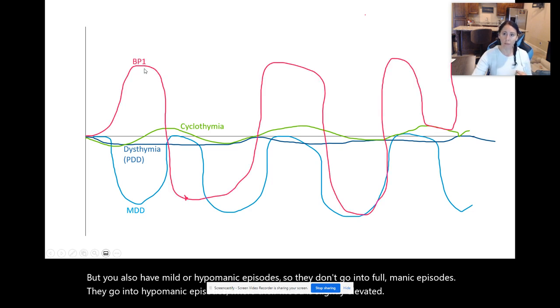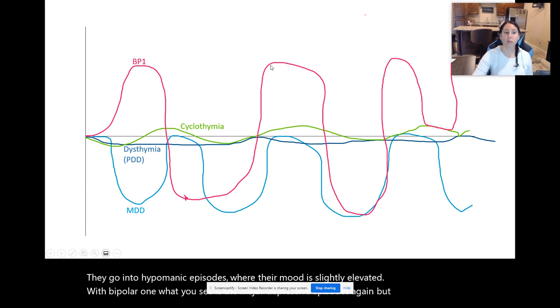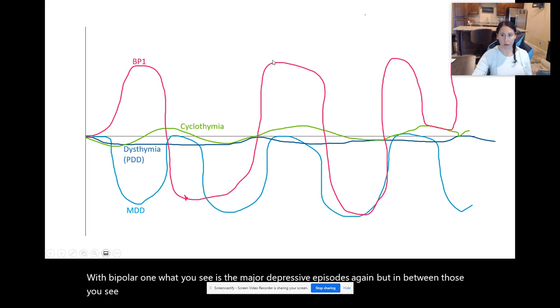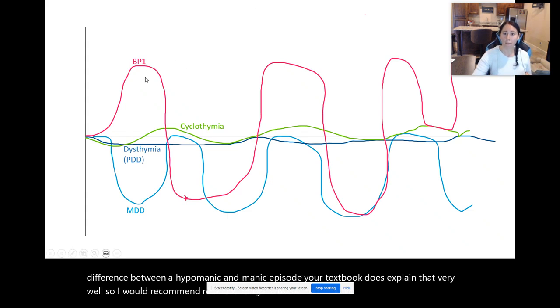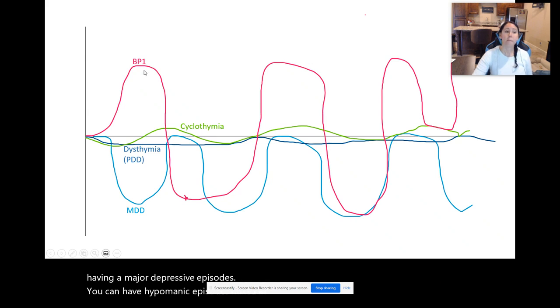With bipolar 1, what you see is the major depressive episodes again, but in between those, you see full manic episodes. And again, if you have some confusion about what is the difference between a hypomanic and a manic episode, your textbook does explain that very well. So I would recommend re-referencing that. But so bipolar 1, you're having full manic episodes and depressive episodes. Now, one caveat with bipolar 1, you don't have to be having the major depressive episodes. You can have hypomanic episodes mixed in. But the key feature of bipolar 1 is you are having the full manic episodes.